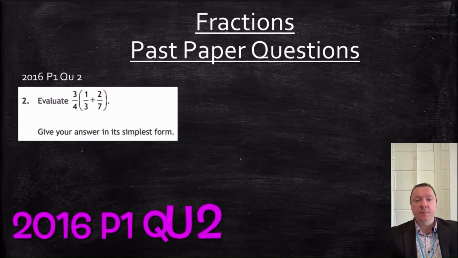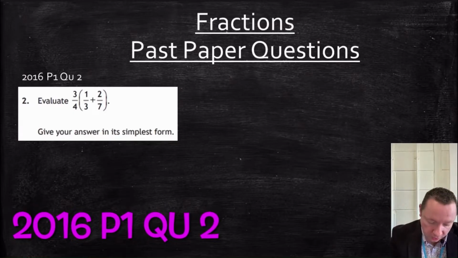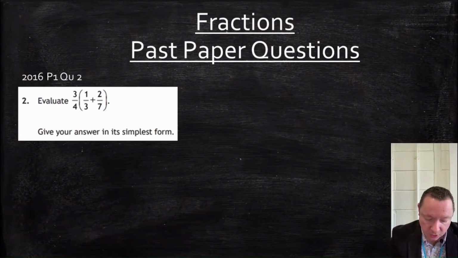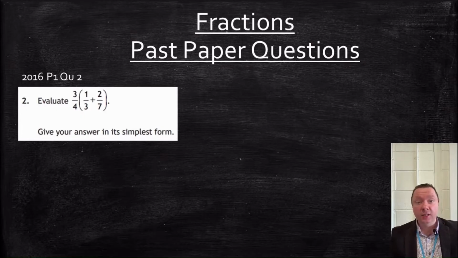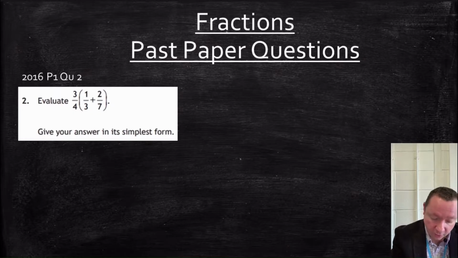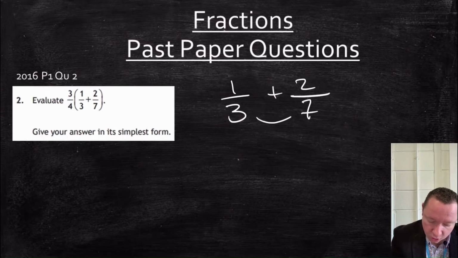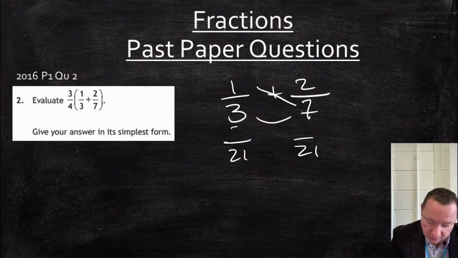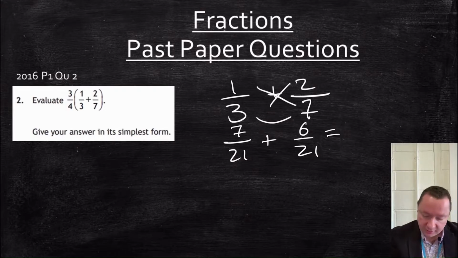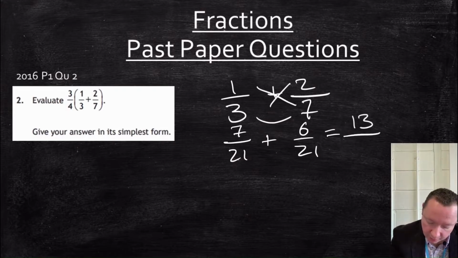Okay, 2016 paper 1 question 2. 3/4 brackets a third plus 2/7. So BODMAS gets involved here. I do the bits inside the brackets first, then I times the bit outside. So the first thing I'm going to do is a third plus 2/7. Common denominator is 21, 3 times 7. 1 times 7 is 7, plus 2 times 3 is 6. 7 plus 6 is 13, so we get 13 out of 21.